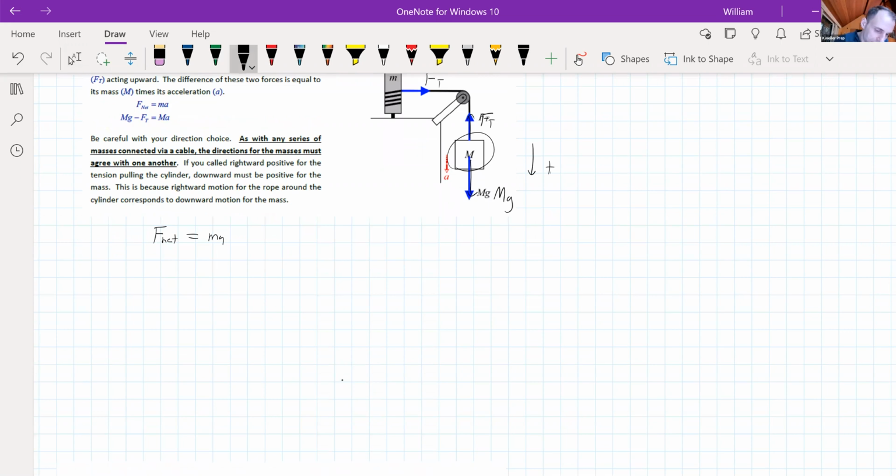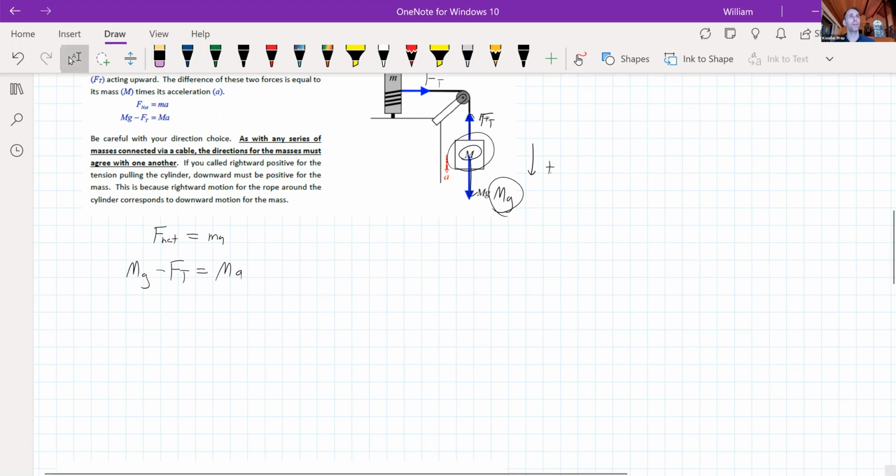So I'm calling downward positive because it makes it easier for me, because this is going to be positive too. Now, what's acting in the positive direction? mg. That's acting in the positive direction. What's acting against us? F_T. And that's equal to, we're talking about this mass here, big M A. Any questions on this before I continue? Because even that's a bit hearty.